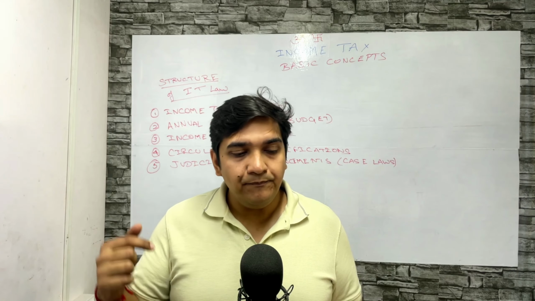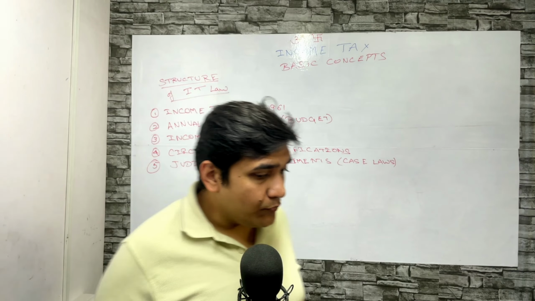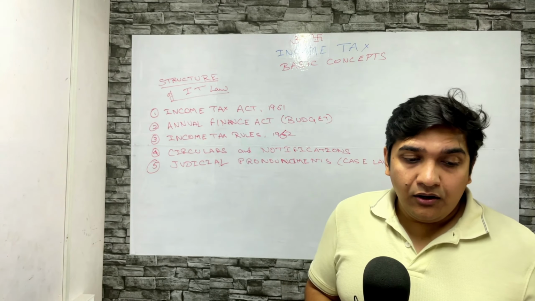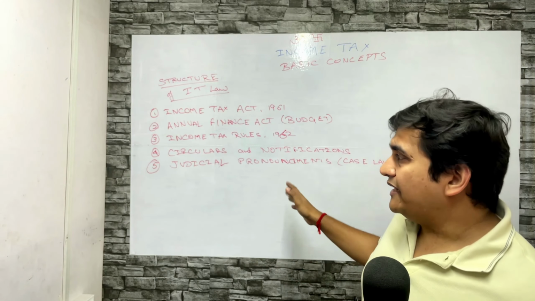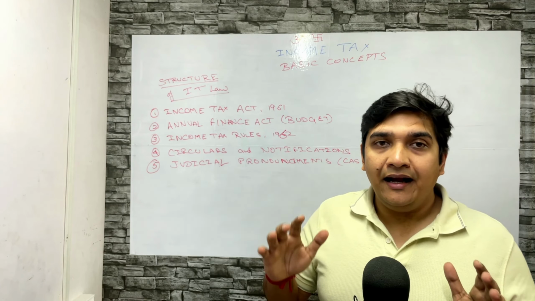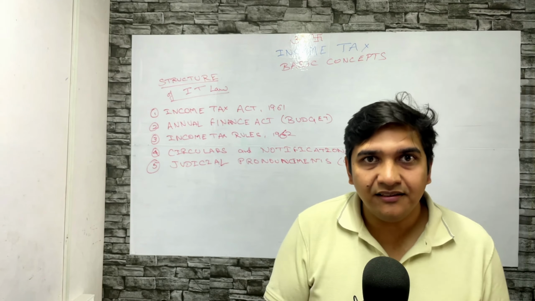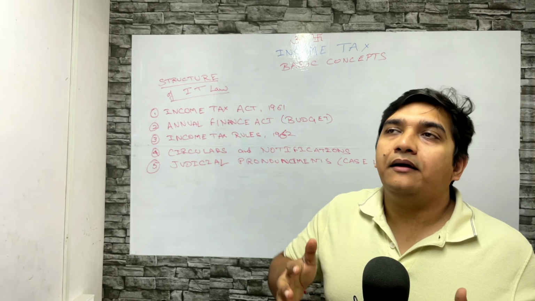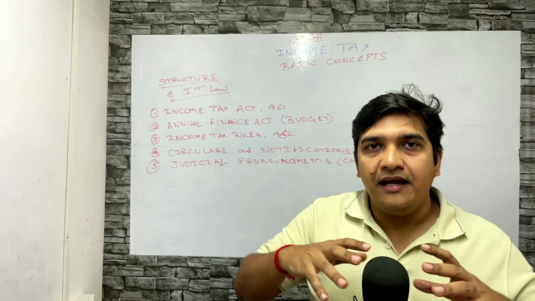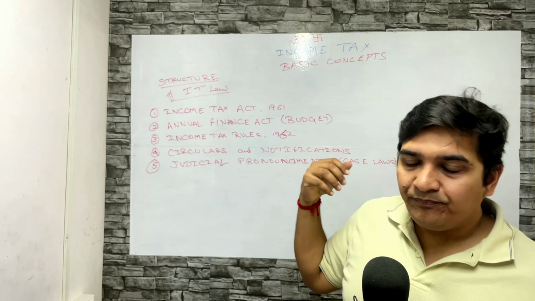The third is the Income Tax Rules 1962. The income tax rules are formed by CBDT, and the rules give the procedures, the forms, or the methods for the income tax law. So say if you have to file the income tax return, the form is given by the income tax rules.